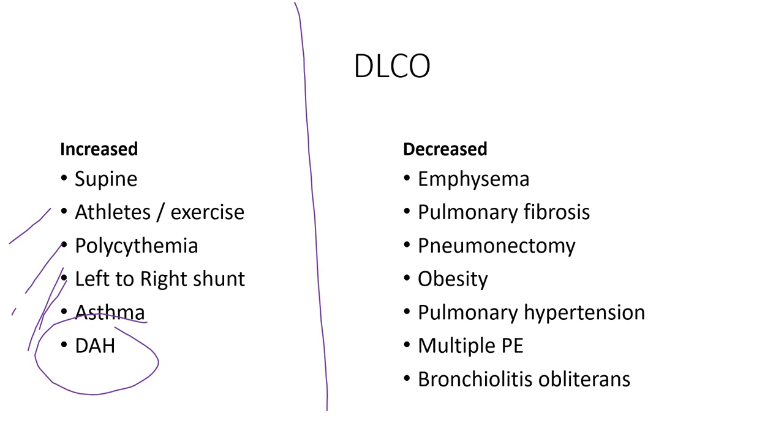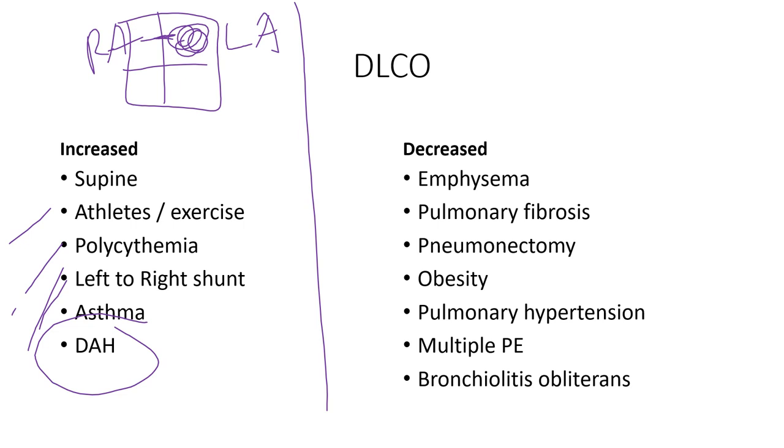So if someone's laying supine, which we don't traditionally do this test on, athletes, polycythemia, left to right shunts. So let's say they had a patent foramen ovale, so a hole in there. Here, let me draw a heart. Let's say there's a hole in there between the left atria and right atria. So let's say the pressure is higher in the left atria. This would be a left to right shunt.